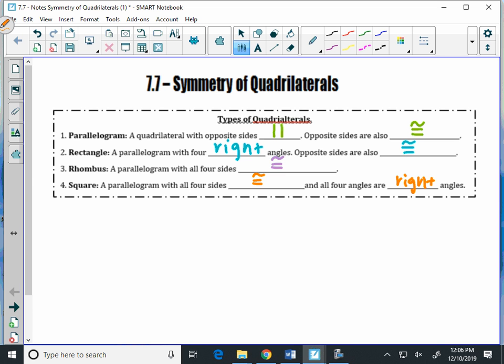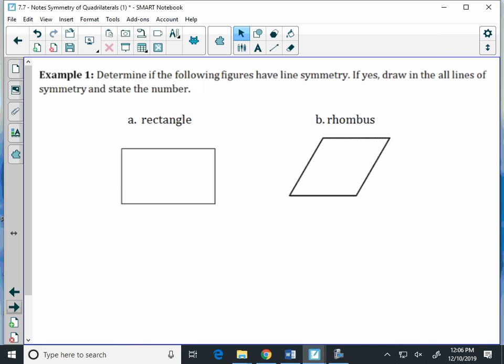So this info is kind of helpful when we're trying to find the symmetry of these different types of quadrilaterals. If we take a look at this rectangle, we're going to draw in all the lines of symmetry. To help you figure out the lines of symmetry, think, how can I fold this figure and it will map up perfectly onto itself? How do we think we can fold this to draw our lines of symmetry?